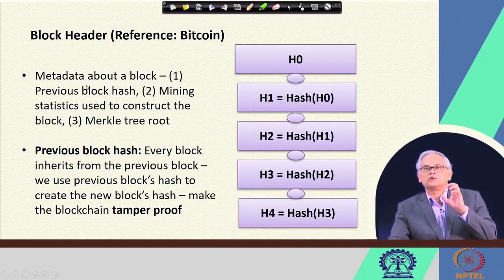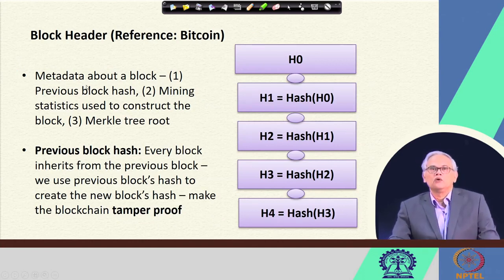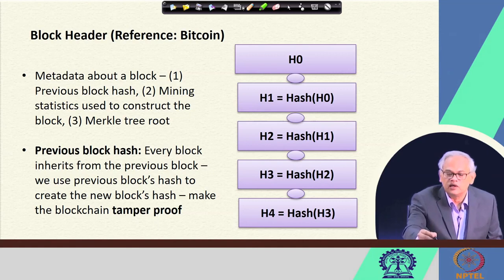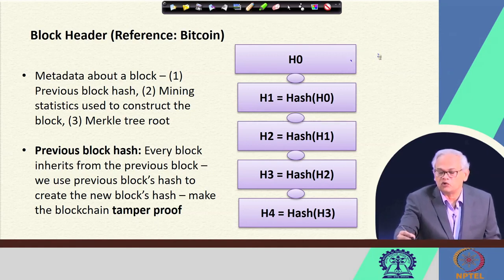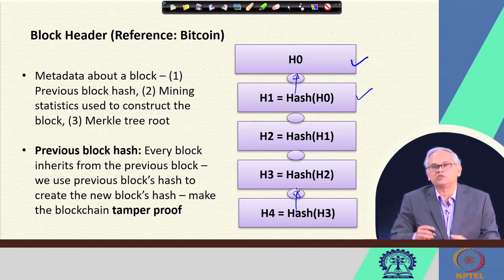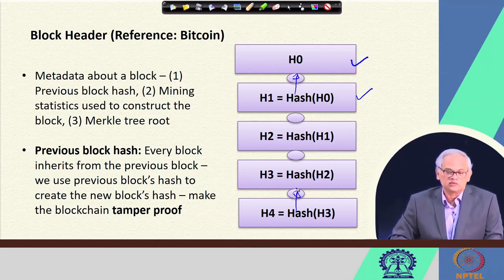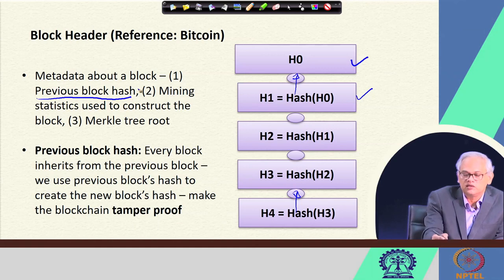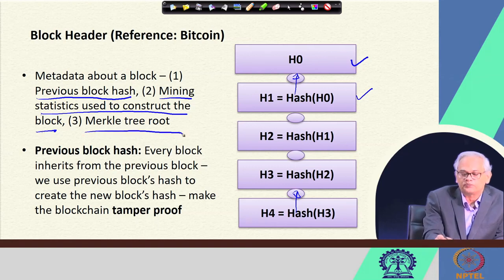So, the block header. In today's lecture, the first lecture in this series, we are going to focus only on the block header part. Okay. And this looks like this: we have the first block, second block, and so on, as depicted. This is the first block, say H0, and then H1 which is connected to H0, and so on. Finally, H4 is connected to H3, which we have seen many times before. So, what is done is that the metadata about a block includes the previous block hash, some mining statistics, as we will see, which is used to construct the block, and the Merkle tree root.